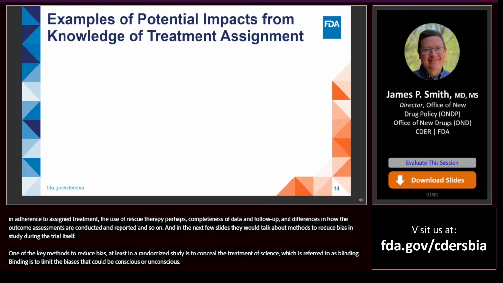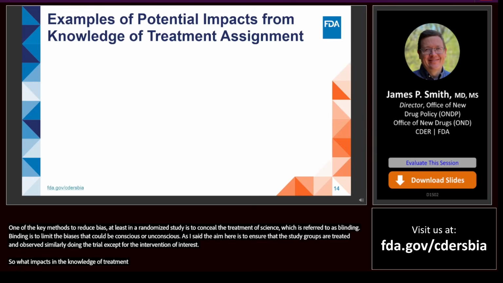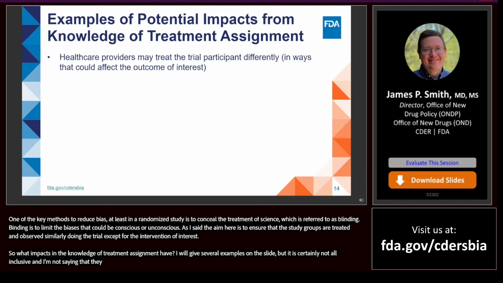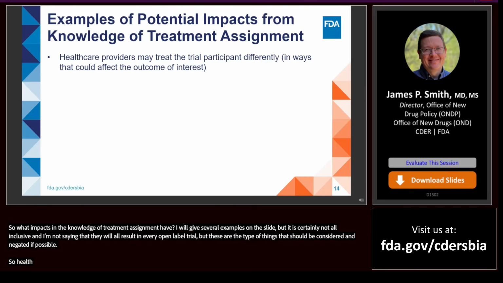So what impacts could the knowledge of treatment assignment have? I'll give several examples on this slide, but it's certainly not all inclusive. And I'm also not saying that these will arise in every open label trial, but these are the types of things that should be considered and mitigated if possible. Healthcare providers could treat the trial participant differently if they know what study arm they've been assigned to. And those differences in how they're treated could directly affect the outcome of interest. So this would be another example of confounding.